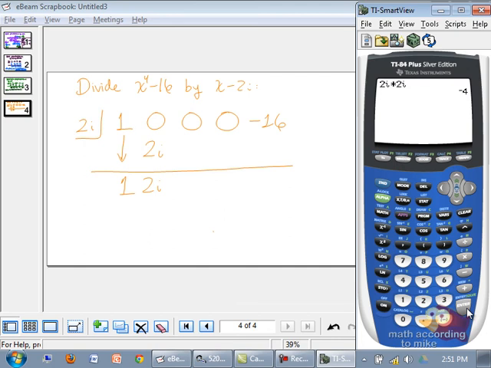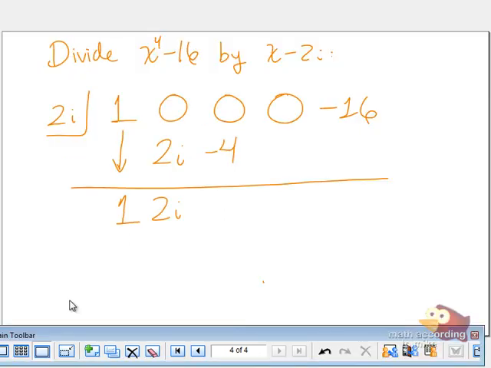If it was a binomial, like it had a real and imaginary part, you would need to use parentheses around each term. So if you would, finish this one up. So we would get -4 here. If you multiply, what do you get? -8i. Add, you get -8i. And then multiply, you would get 16. And your remainder would be 0, which is great. So is x minus 2i a factor of x to the fourth minus 16? Yep.